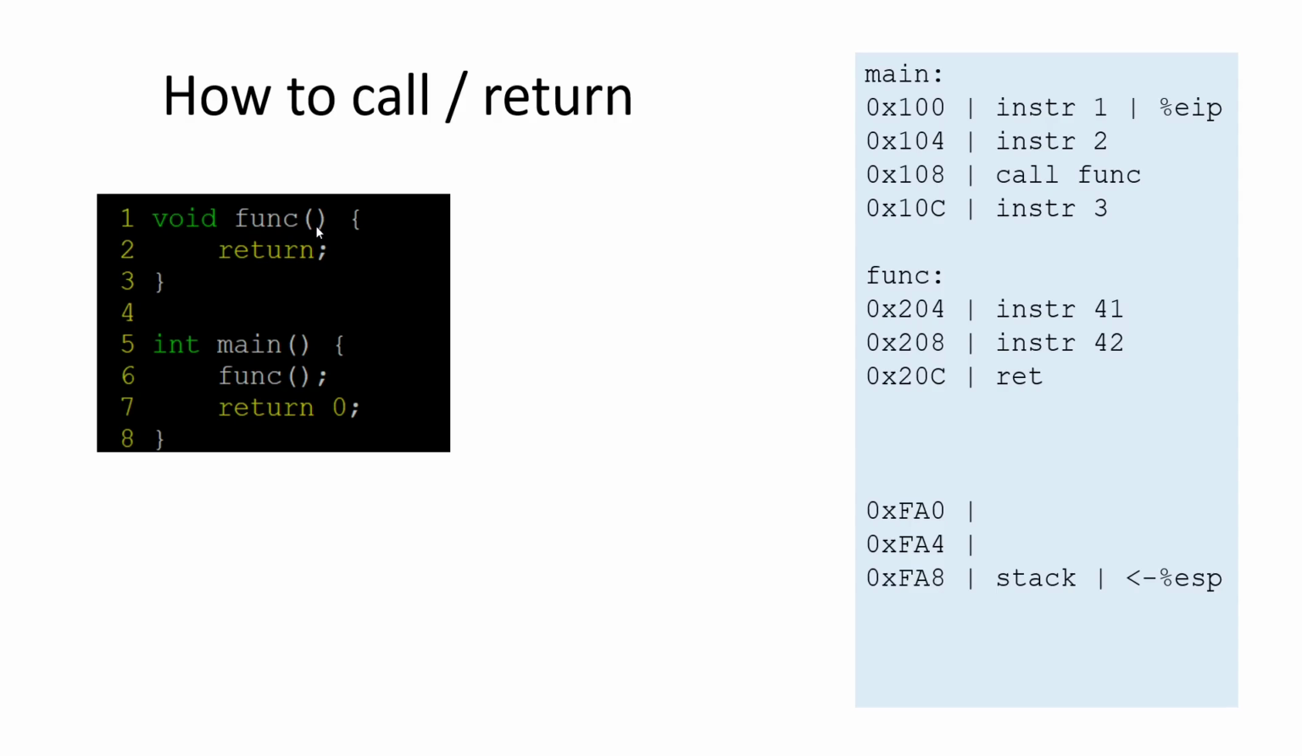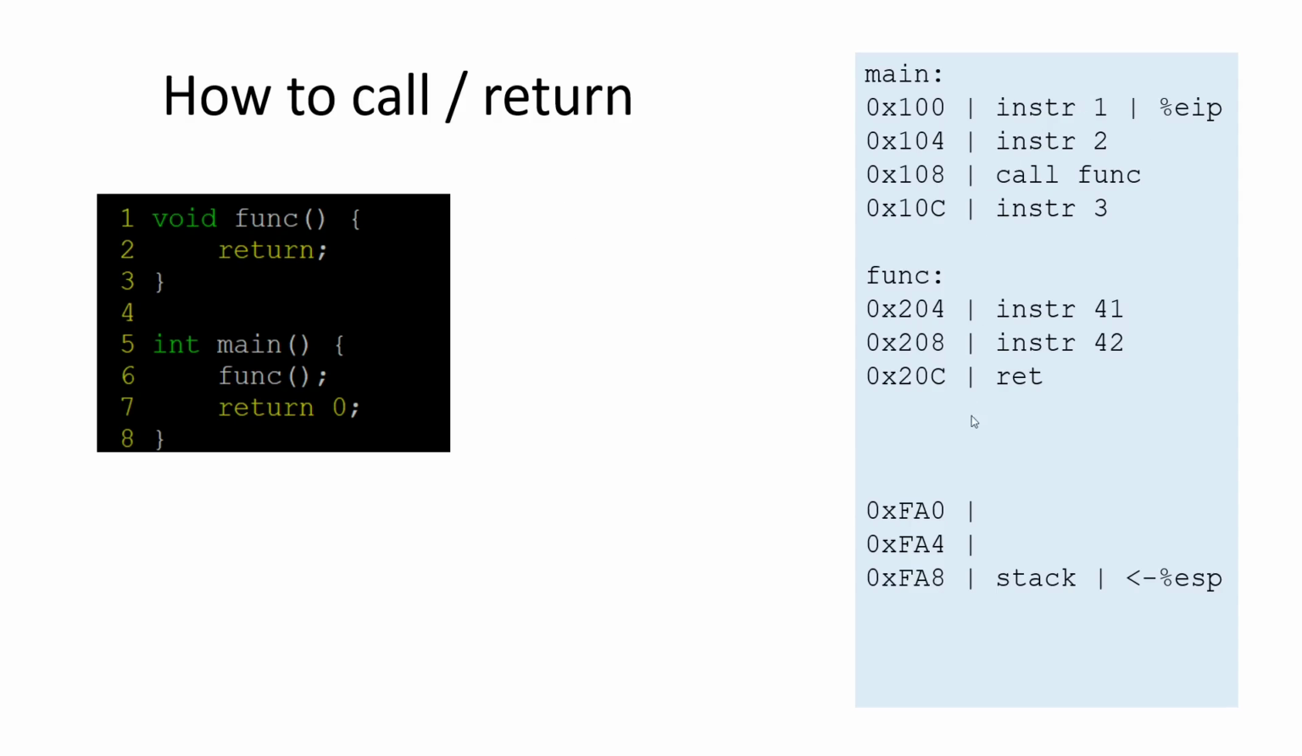I don't want to have any parameters to deal with, no arguments, so empty parentheses. I don't want it to do anything. The function body will be blank. I'm just going to return. And then I've got the most simple possible main function that just calls my function and then returns. Okay, so this is what I'll be working with for this how-to call and return piece of this lecture.